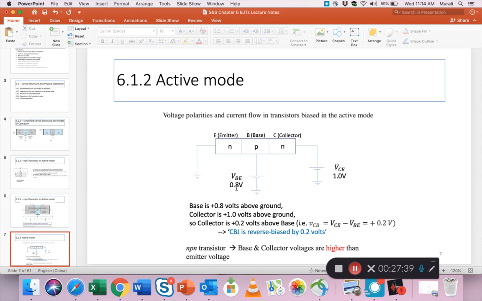Okay. Also, one last thing to note, in the NPN transistor, base and collector voltages are higher than emitter because we have grounded the emitter, right? So both base and collector voltages with respect to that grounded emitter will always be at a higher value. And so the statement holds that base and collector voltages are higher than emitter voltage. Okay. All right.